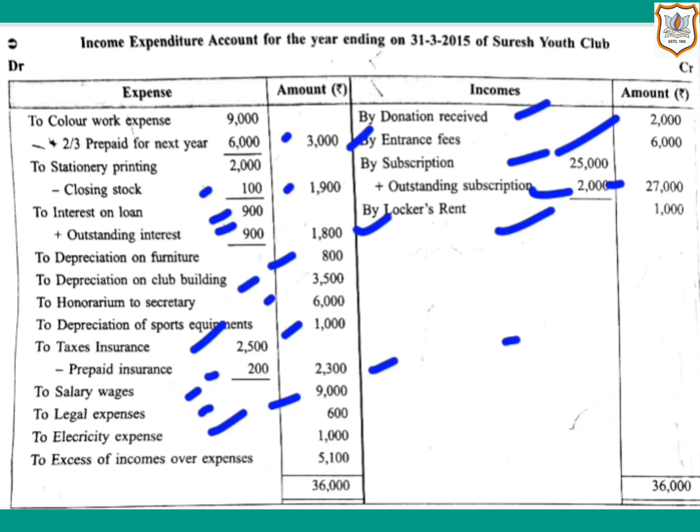36,000. As we can see that the total of the income column is more, which is 36,000, it will be written on both sides. And if we deduct the total amount of expenses, we will get a difference of 5,100, which will appear on the expense side, and will be called excess of income over expenses.